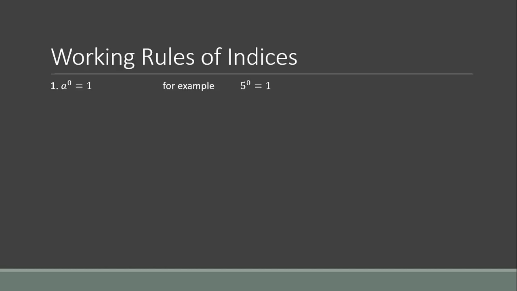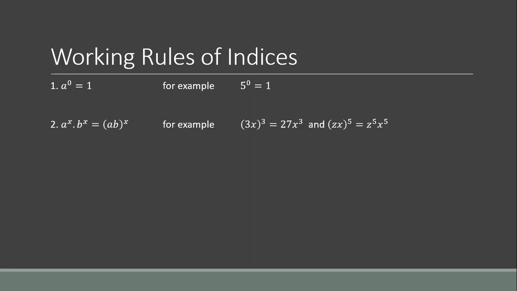Working rules of indices. Firstly, we have to remember that if we find 0 as the index of some variable or number, then we will write 1. That is, a to the power 0 equals 1. For example, 5 to the power 0 equals 1. You know this very well.